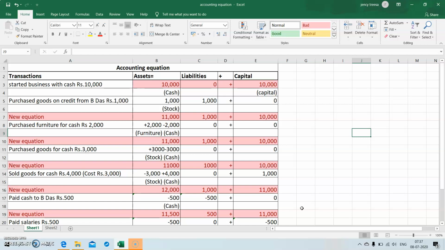Assets is equal to liabilities plus capital. Understand that actually this is not part of double entry. When we are learning accounting, we are learning in such a way that it can be applied in practical situations also. But the accounting equation is just for understanding the accounting principles, the duality concept. It is not part of double entry.